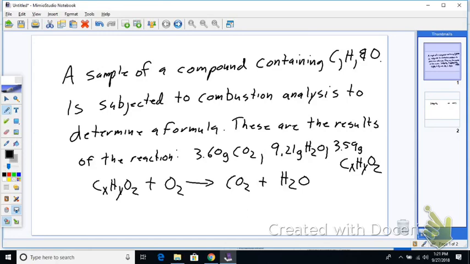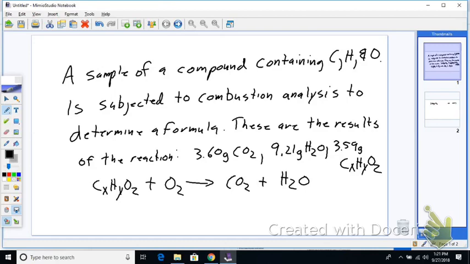And if somehow, some way, you can measure how much CO2 you get and how much H2O you get in weight, then that lets you figure out how many grams and eventually moles of carbon you have, and how many hydrogens. And then we're going to use water the same way.